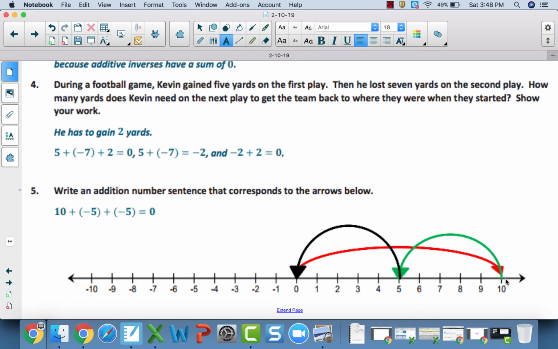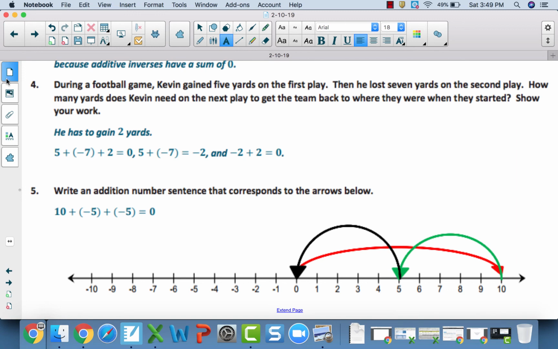Then the green is what came next, because the green is then starting at where our first value ended. So we are at 10, and we counted 5 to the left. So that is adding a negative 5. Then the black arrow here finishes things off. So we're at 5, and we're counting 5 more to the left. So that is another plus negative 5. And our answer here is 0, because that's where this ends up.